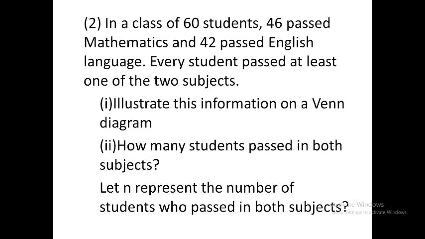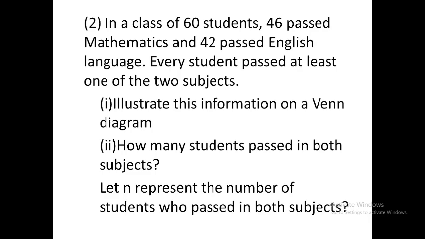How many students passed in both subjects? Now, there is something we need to note down there. It says let n represent the number of students who passed in both subjects. So in this case, you cannot represent those students who passed both subjects with your own variable. No. You are restricted, and so you need to use the n.